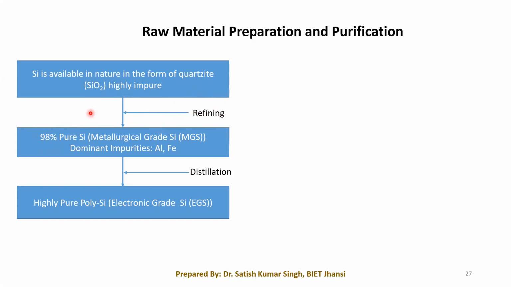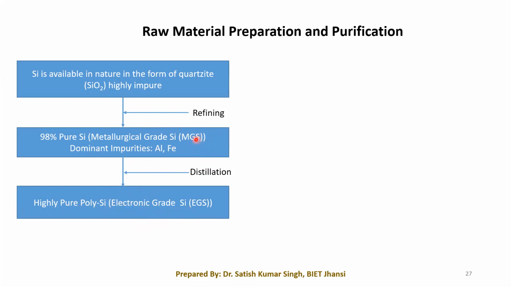After refining, we will be getting 98% pure silicon, which is called metallurgical grade silicon, MGS. So you will find metallurgical grade silicon after the refining. And even after the refining, the dominant impurities that will remain are aluminum and iron. These are the dominant impurities. And after this, the MGS will be converted to electronic grade silicon, which is highly pure polysilicon.